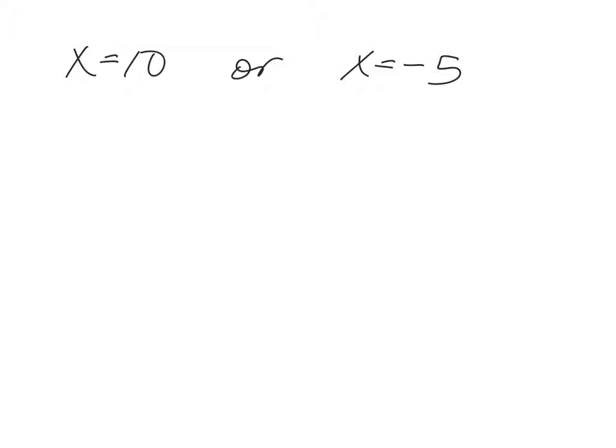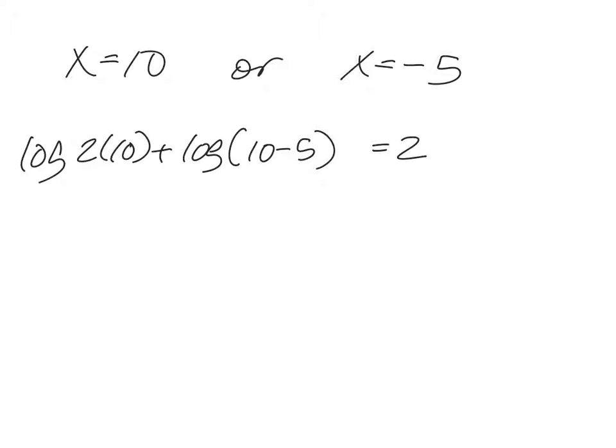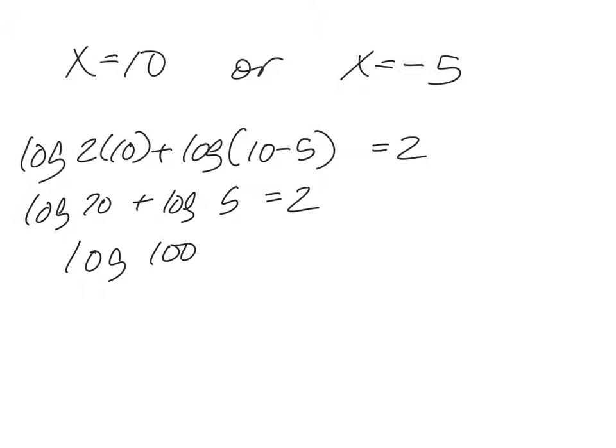Okay, I'm going to substitute them into the original equation. So we have log of 2x plus log of x minus 5 equals 2. With x equals 10, this is log of 20 plus log of 5 equals 2. 20 times 5 is 100. Remember, that's base 10, so 10 squared equals 100. That works out. Okay, let's check the other one.